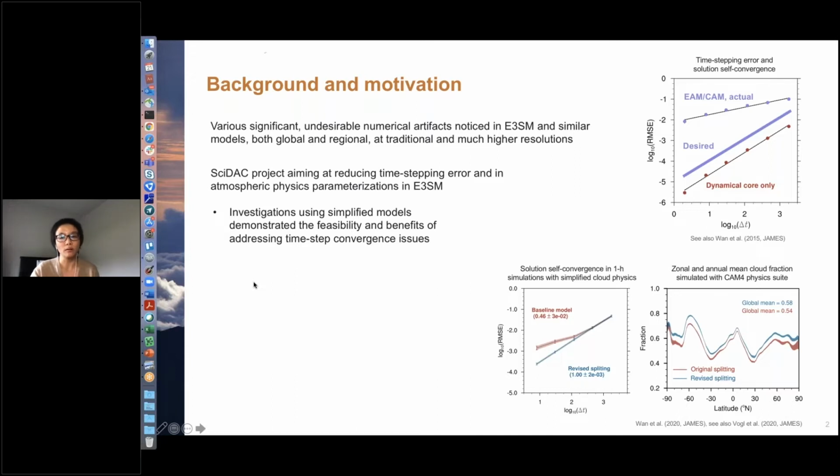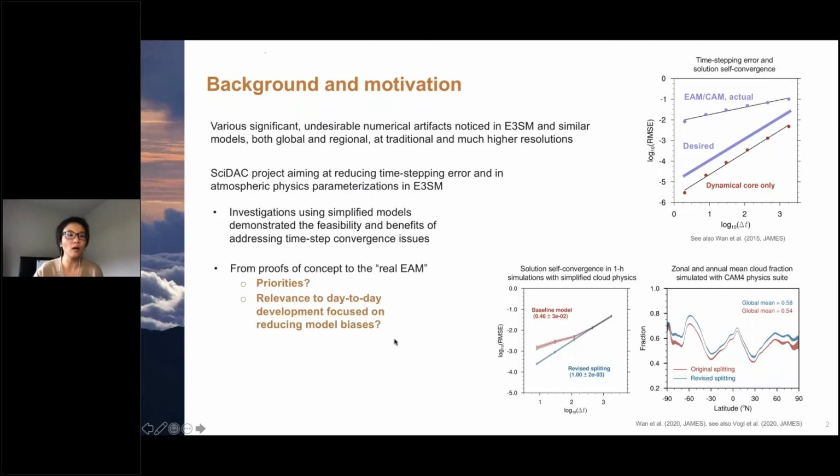And we also saw that when we address the convergence issue by making revisions to the equations or numerical methods, we can cause pretty significant changes in the model climate when you put those changes back into a full-fledged atmospheric model.